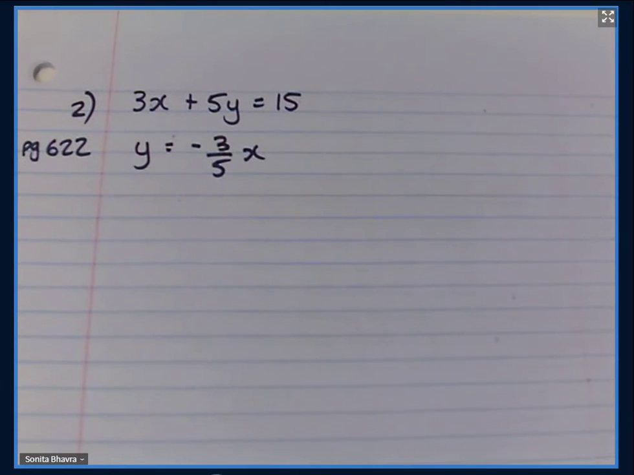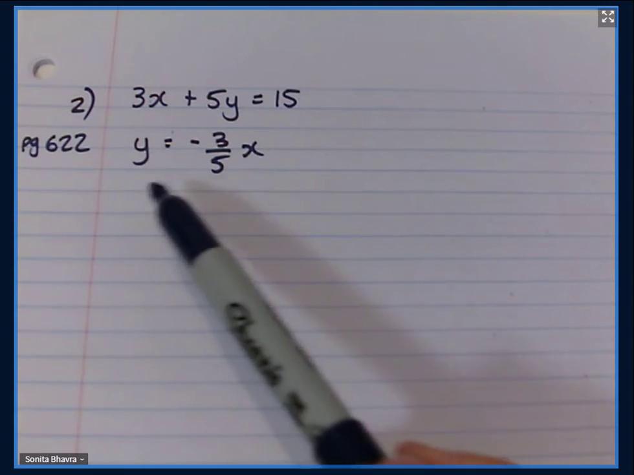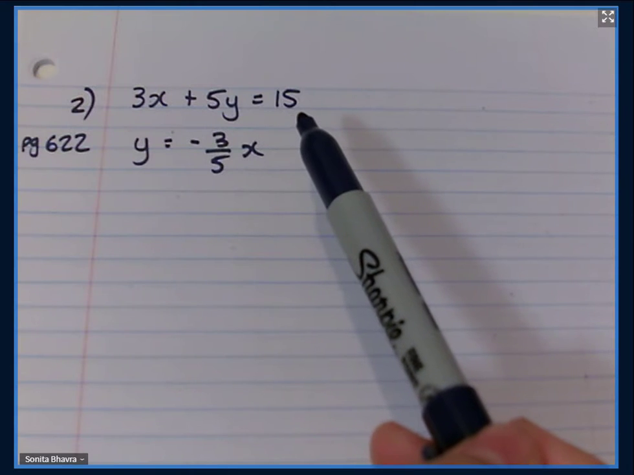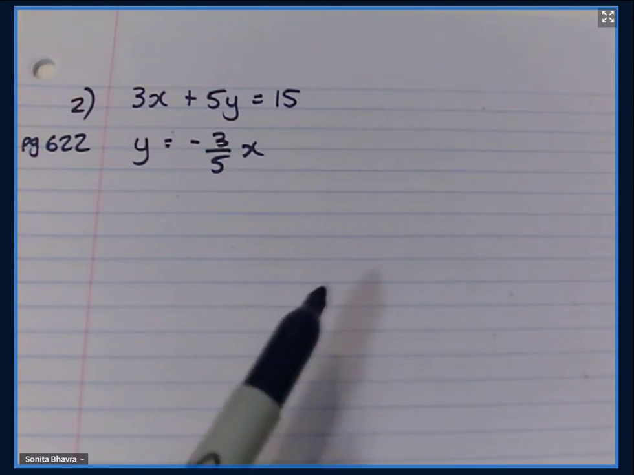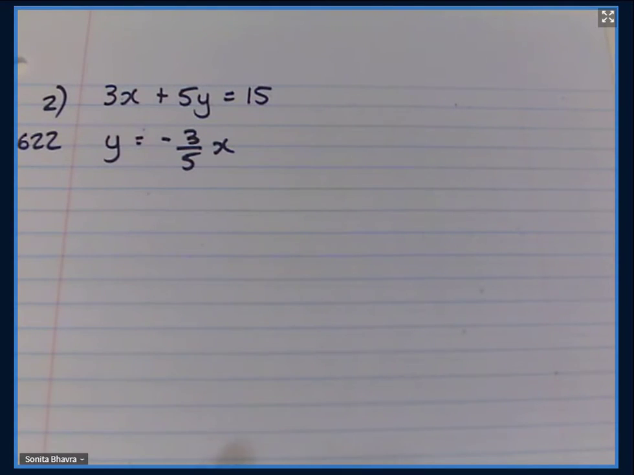All right, so this example is example number 2 in the modules. It's on page 622. So the question is, without graphing, analyze each system to determine whether the system is going to have one solution, no solution, or infinitely many solutions. So our two equations are given here. This form is already in y equals mx plus b form. So let's change our 3x plus 5y equals 15 to compare the two lines.